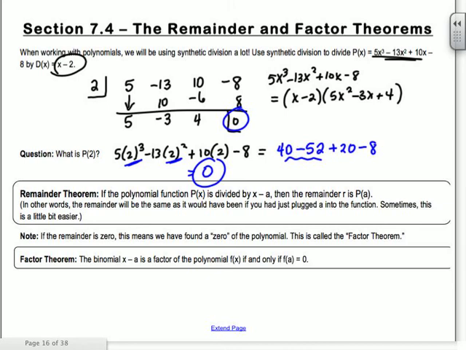All right, so that's called the remainder theorem. So it says if the polynomial p of x is divided by x minus a, then your remainder ends up being the same as if you had just plugged in a into the polynomial.